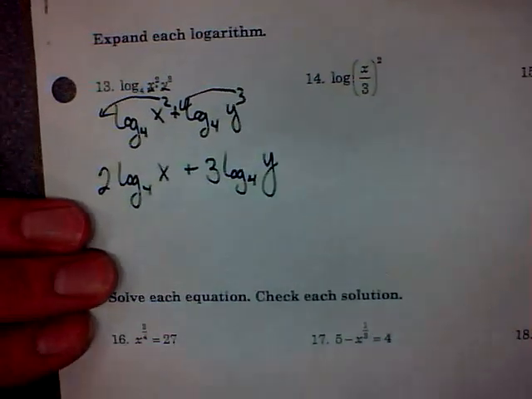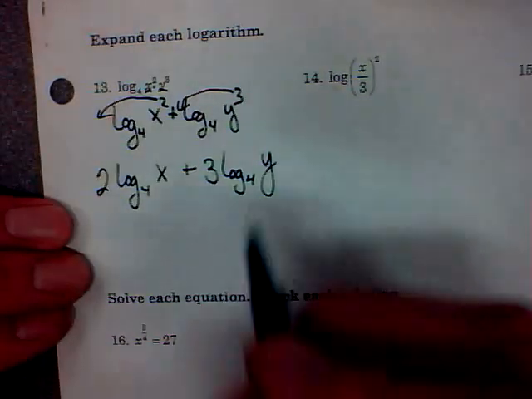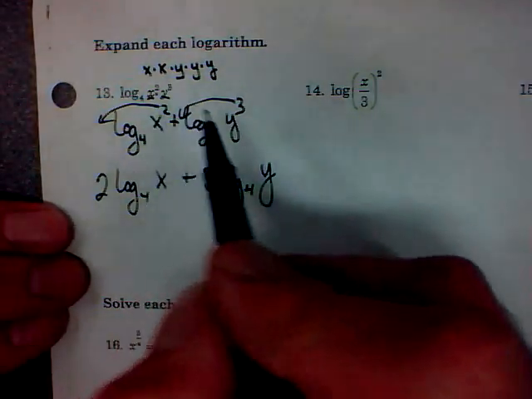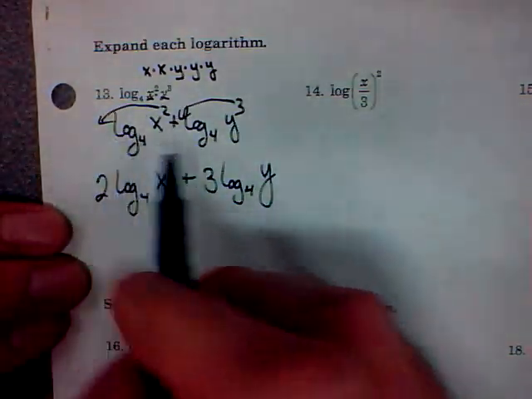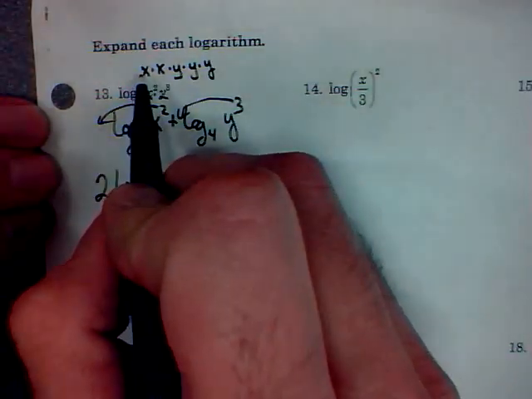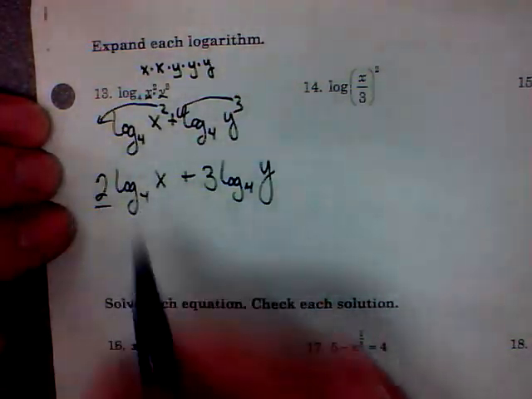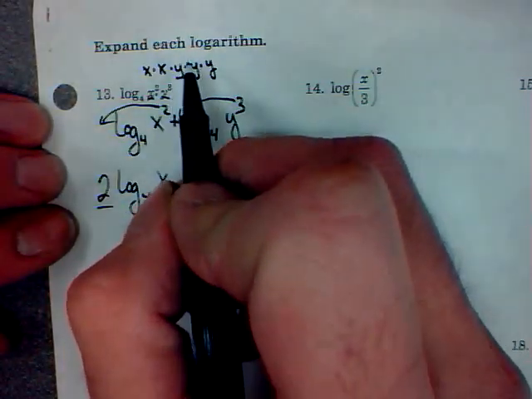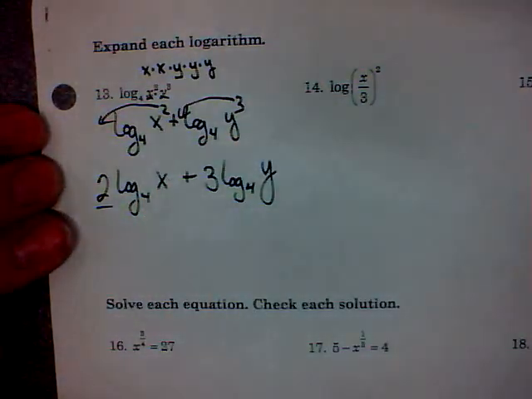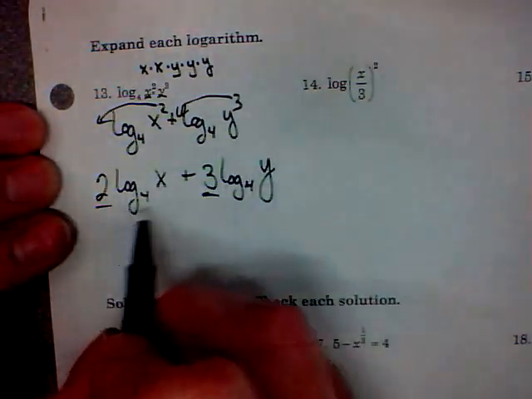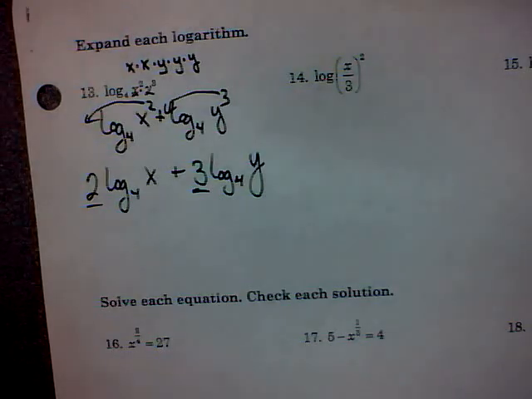And now the reason why those powers are coming out in front of each of those logs is because we could technically write this as x times x times y times y times y. So here, when you do that, you're going to have the log of x plus the log of x. Well, how many log of x's do we have? We have 2 log of x's. Here you'd have log of y plus log of y plus log of y. Well, how many log of y's would you have? You would have 3 logs of y, which is why those powers end up coming out in front.